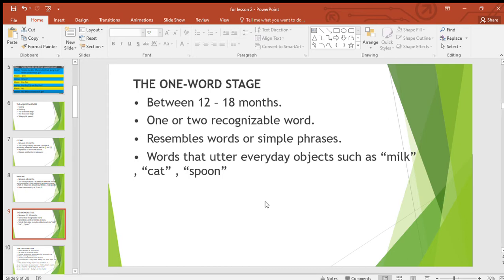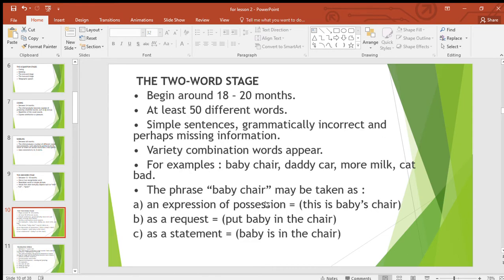Okay, moving on to the two-word stage. It begins around 18 to 20 months, with at least 50 different words, simple sentences, grammatically incorrect, and perhaps missing information. A variety of word combinations appear, for example: baby chair, daddy car, more milk, cat bad.